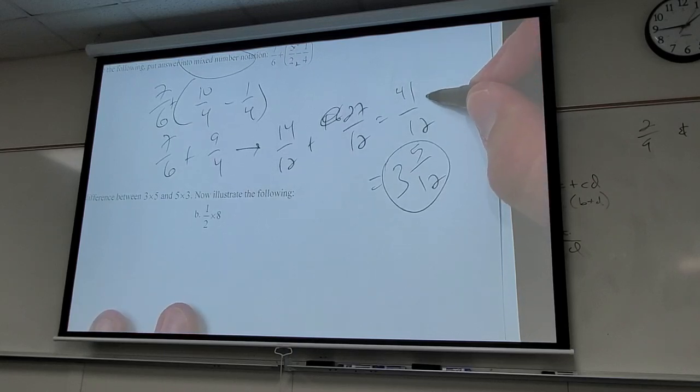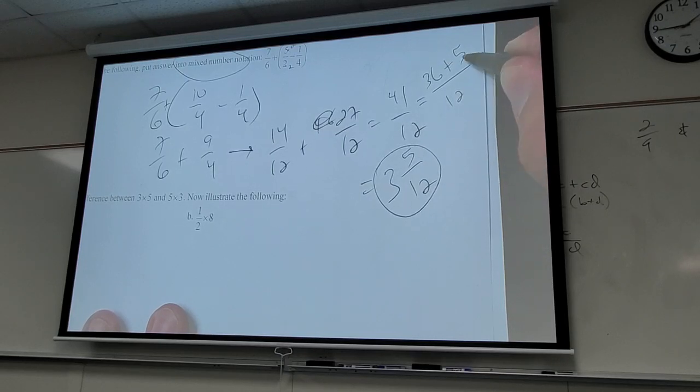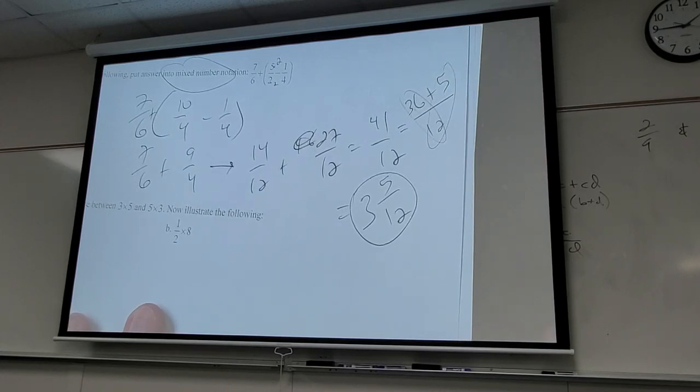By the way, short little side note, 36, 12 would go into 36 evenly and there would be 5 to make it 41. So it's just another way to see 3 and 5/12. Okay, I like it, yes?